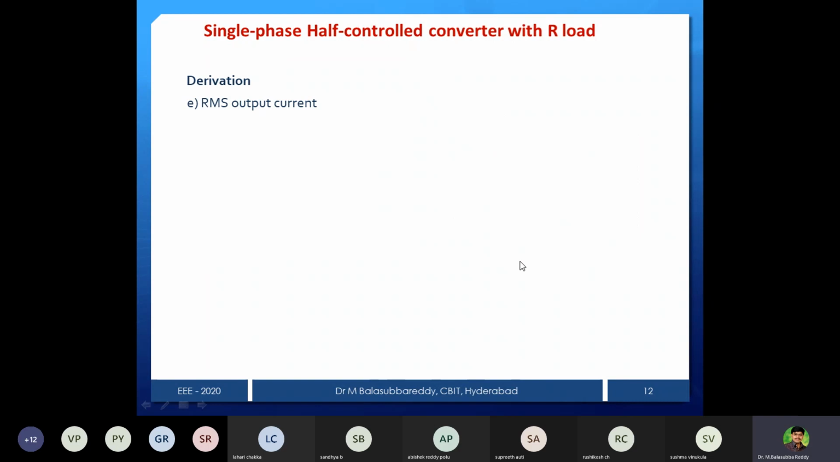Another parameter is the RMS output current, VRMS by R, that will give IRMS. And then power at the load side, that is the output power at the load side. So PDC is the output power, the DC supply.